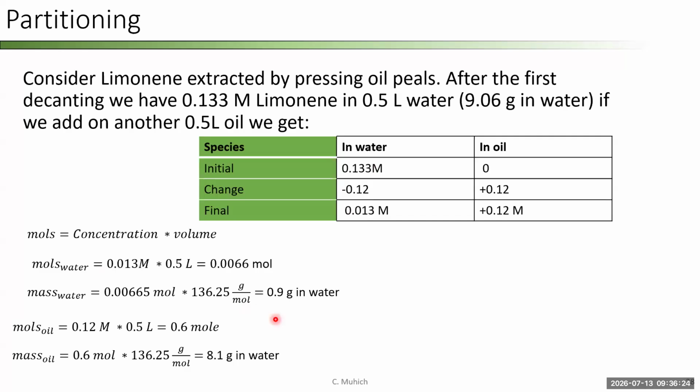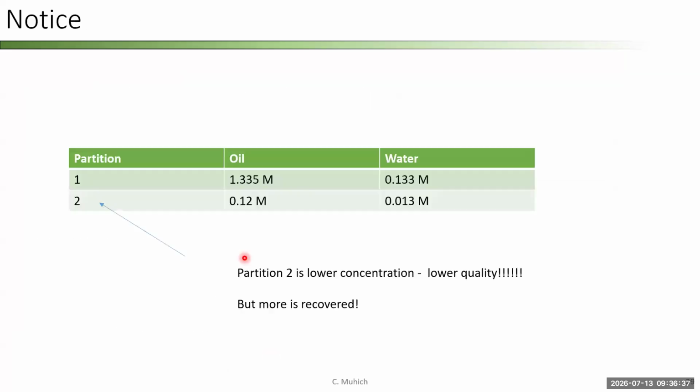And what you'll see is we end up with about 0.9 grams in the water and 8.1 grams in the oil. Sorry, that should be the oil. I want you to notice that in our first partitioning, we had a high concentration of the limonene in the oil, right? So 1.335 molar.